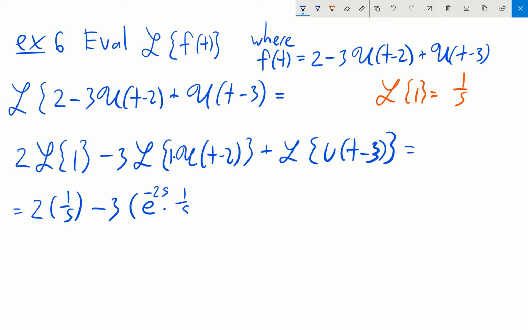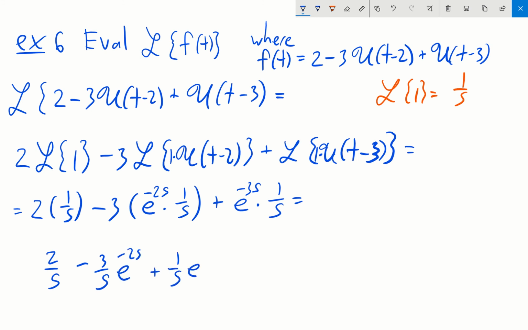times the Laplace transform of our function, which is simply 1 over s, plus, again, if it helps, you can think of this as 1 times the unit step function of t minus 3. That translation becomes an e to the negative 3s times the Laplace transform of 1, which is 1 over s. So altogether we get 2 over s minus 3 over s e to the negative 2s plus 1 over s e to the negative 3s.